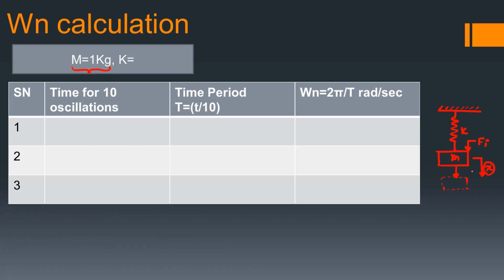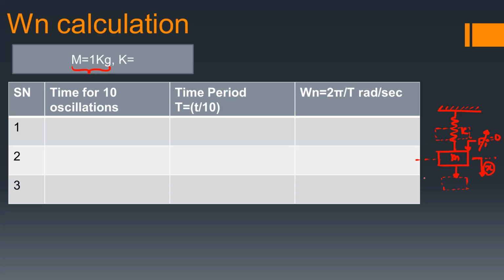Here x is not a permanent deformation. After this initial displacement, we will release the force, so the Fi value will be 0. As Fi becomes 0, the mass has a tendency to oscillate because of the inertia forces and the spring force. Then it will oscillate up and down about the mean position. For this oscillation, we should measure the time period, that is, the time required to complete one oscillation.